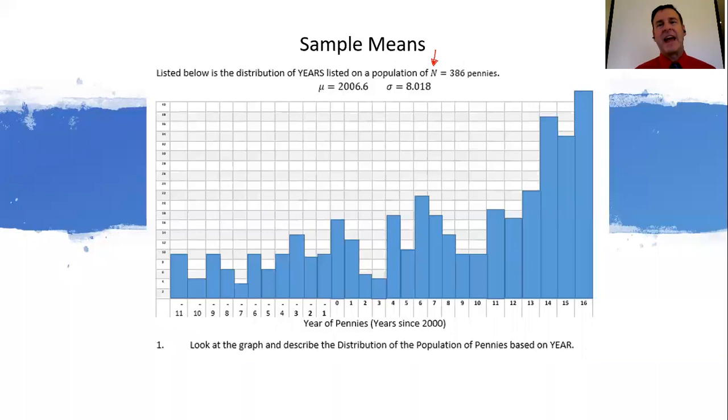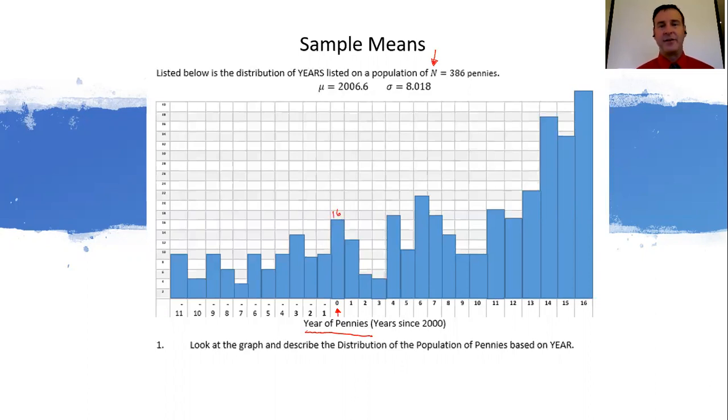First, if you found the average year for all those pennies, it would be 2006.6 with a standard deviation of 8.018. Further, if I were to make a distribution of all of those pennies based off year and put it into a graph, you would see the graph that we have below. Notice that it is labeled years since 2000. If you read 2000 and look at the year 0, that's what is represented here. And you can see, I think here I have 16.